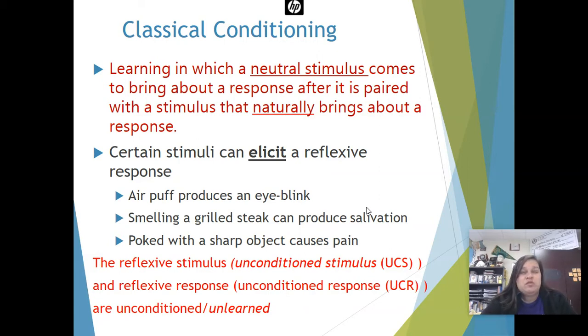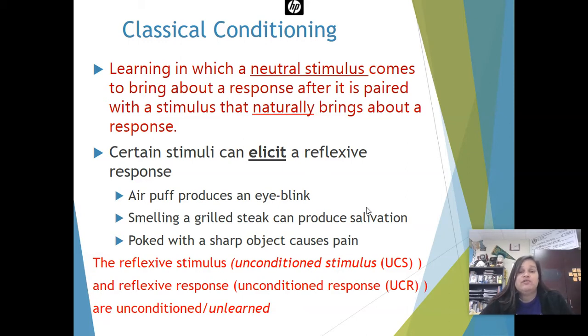So for example, if you've ever been to the eye doctor, they'll do a little air puff to your eye and you blink. It's just a natural response. If somebody puffs air into your eye, you blink. When you smell food, maybe a delicious steak, that's going to make you salivate or drool. If somebody pokes you with a sharp object, you're getting a shot, you're going to feel pain. Nobody teaches you to do any of those things.